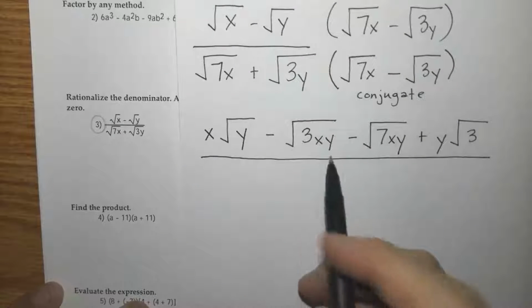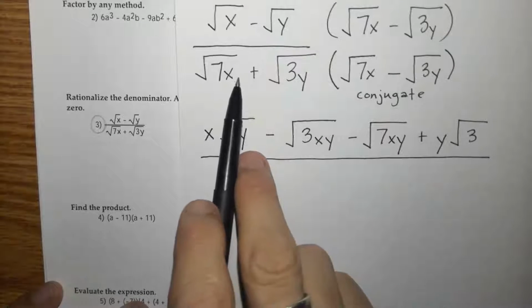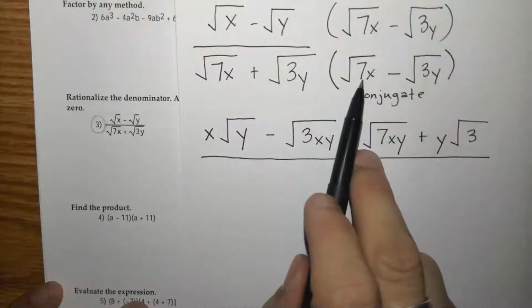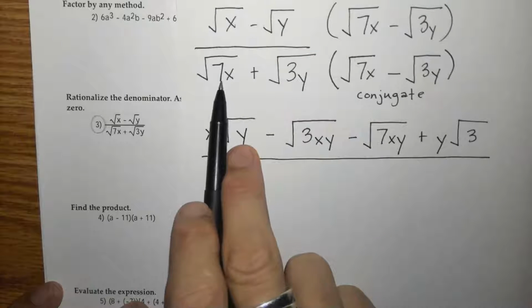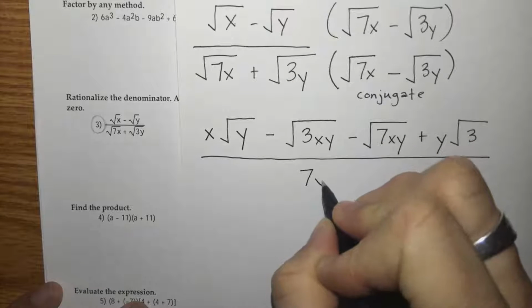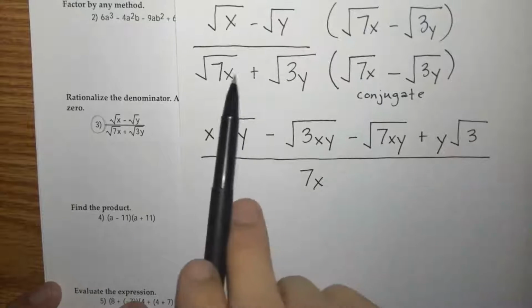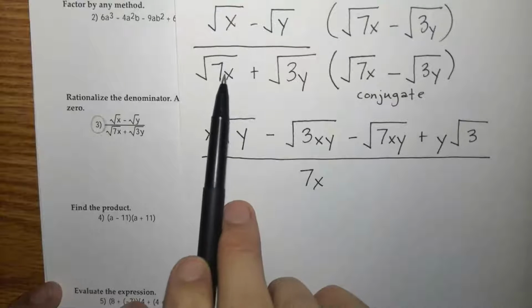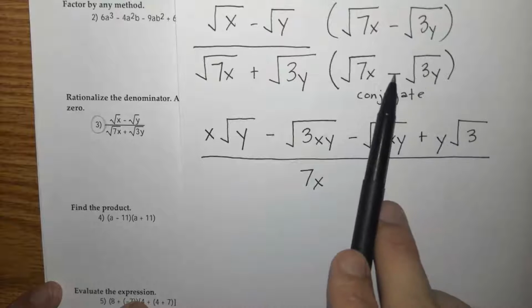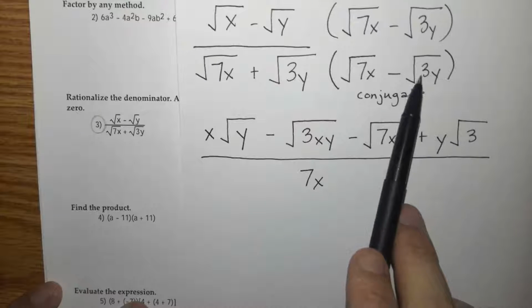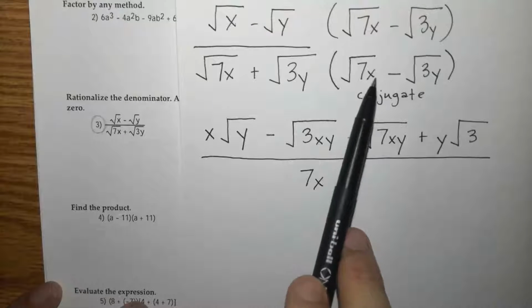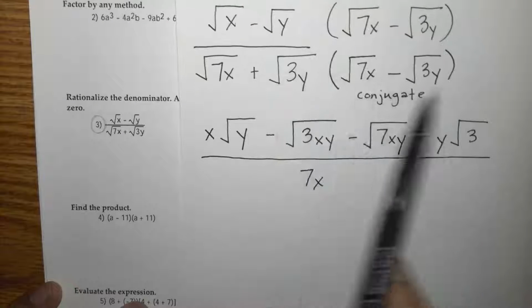So now we're going to multiply the square root of 7x times the square root of 7x. Anytime we multiply the same radical times the same radical, it just comes out from underneath the radical. And now if we multiply the square root of 7x times the negative square root of 3y, we get the negative square root of 21xy. On this one, we did the positive square root of 21xy. And so those two cancel away.